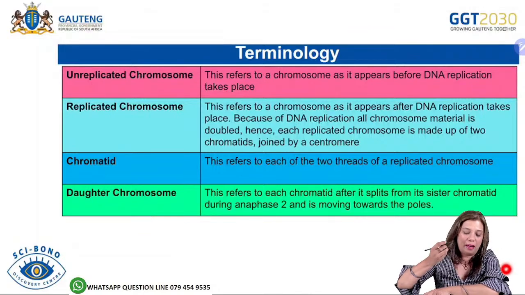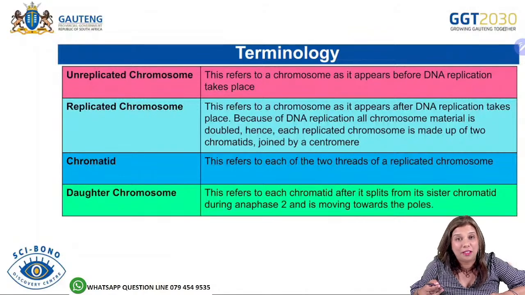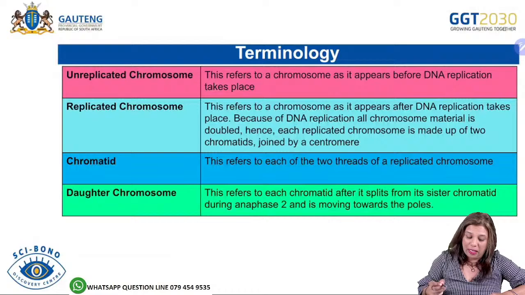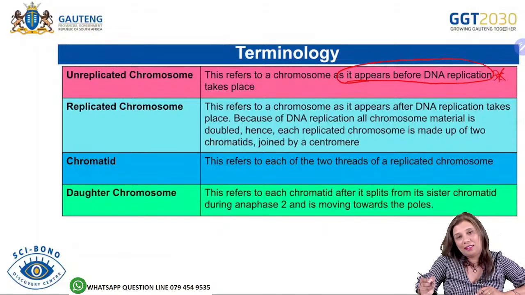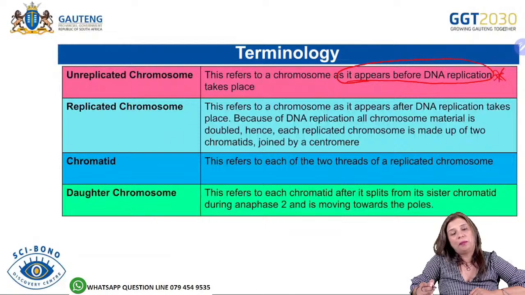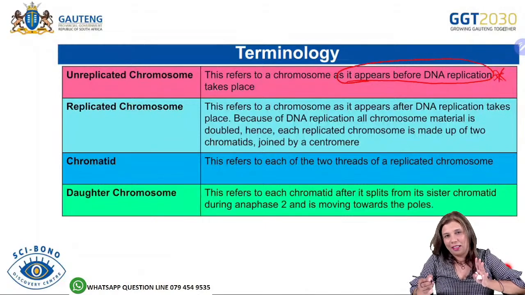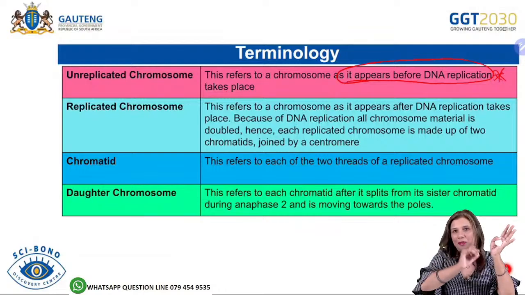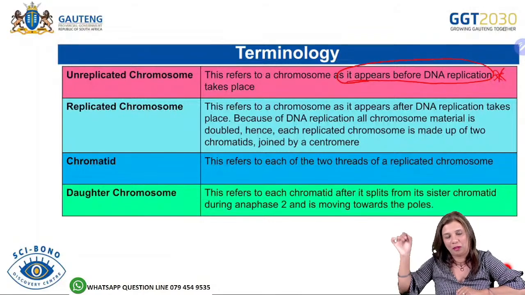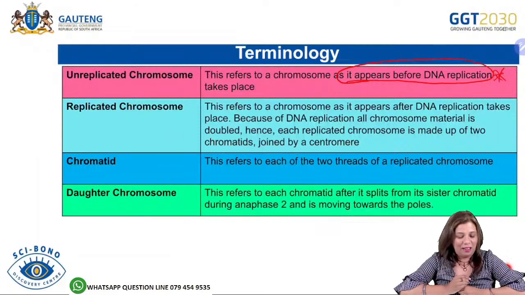So firstly, we have the unreplicated chromosome. And we already know the definition for the unreplicated chromosome. We know that it refers to the chromosome as it appears before DNA replication. Remember, we learned this definition now. So, we're going to picture it in our mind. We're going to picture that single structure, and we're going to know that that is an unreplicated chromosome. So already when we're picturing an unreplicated chromosome in our mind, we can already know, oh, this one is going to replicate, and then we're going to be able to picture that replicated chromosome aside from the unreplicated chromosome.